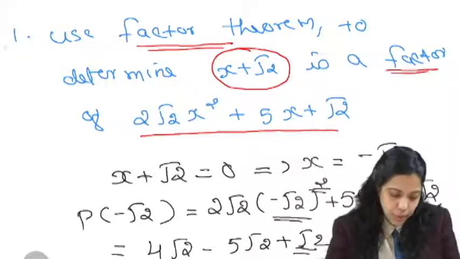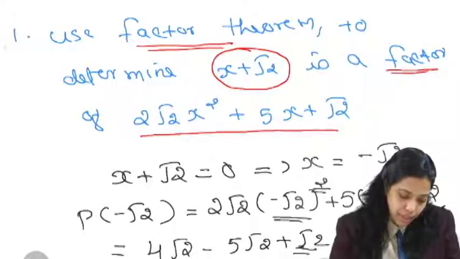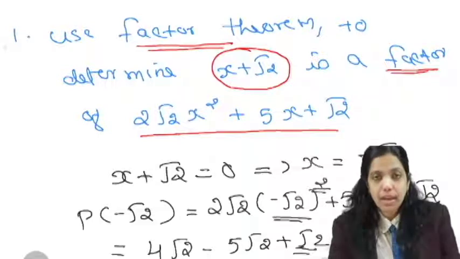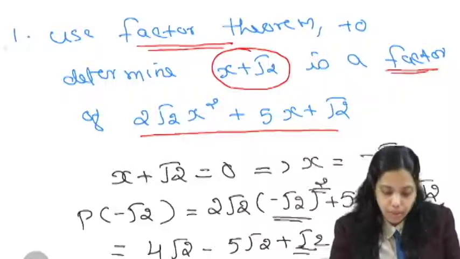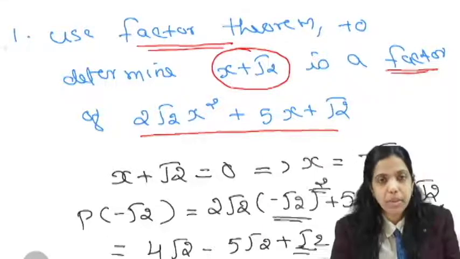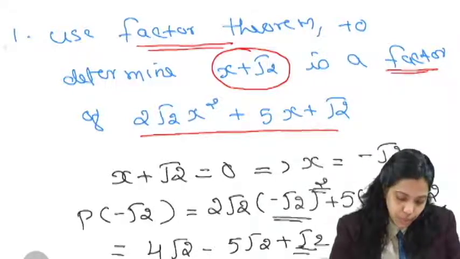So let's substitute the value here. 2 root 2 times negative root 2 square plus 5 times negative root 2 plus root 2. So it is equal to negative root 2 square. If the exponent is an even number, the product will be positive. 2 root 2 into root 2 square. That means root 2 square is root 2 into root 2, that is square root of 4. The answer is 2. So we are getting here 4 root 2 minus 5 root 2 plus root 2.